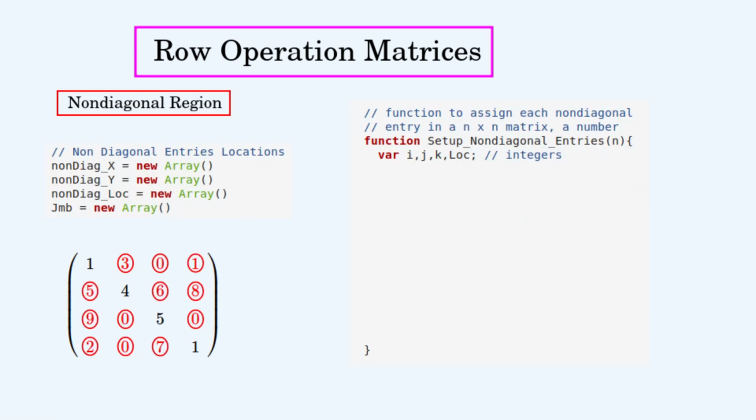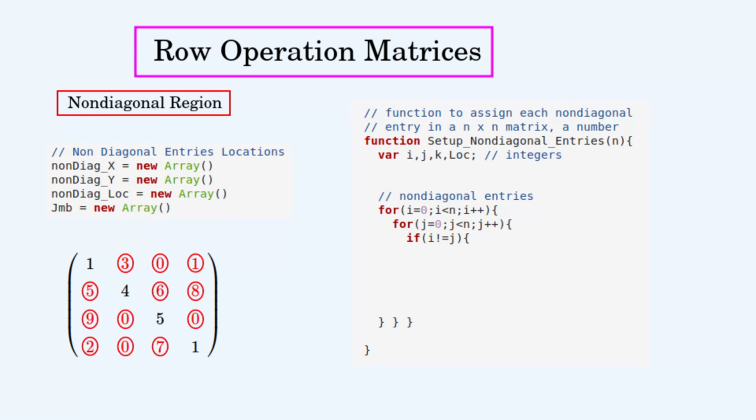We'll create some other functions to help these functions. This function creates an ordered list of non-diagonal entries, so that it will be easy to randomly select one of these entries out of the list. Non-diag X and non-diag Y will contain the row and column of each of these entries, while non-diag lock will contain the location in the array for each of these entries.